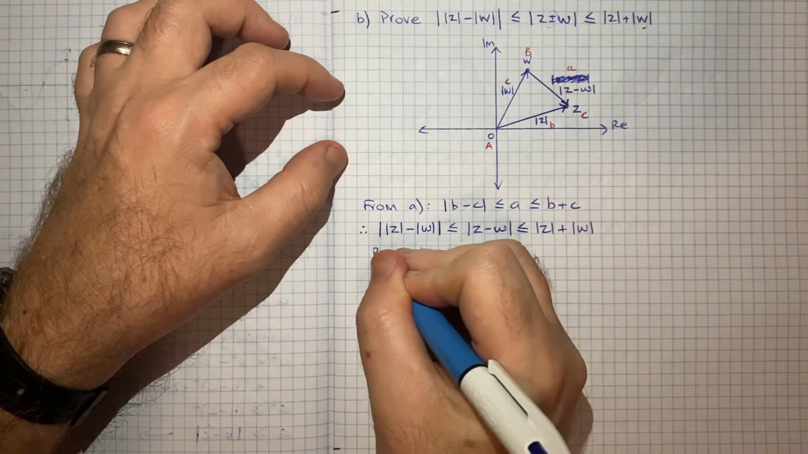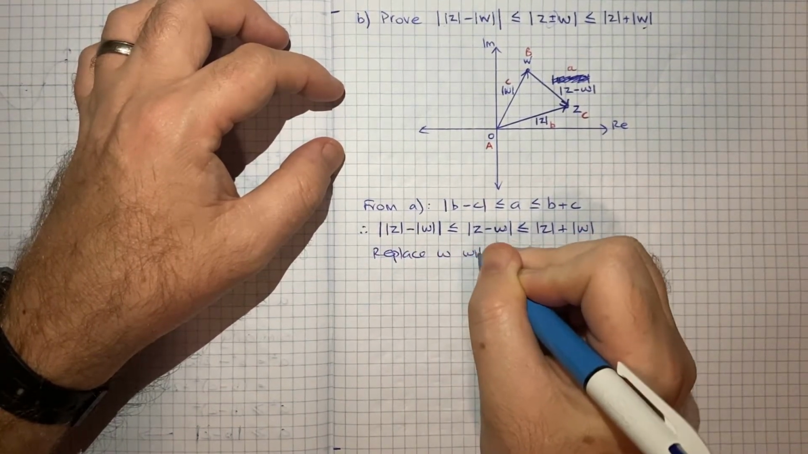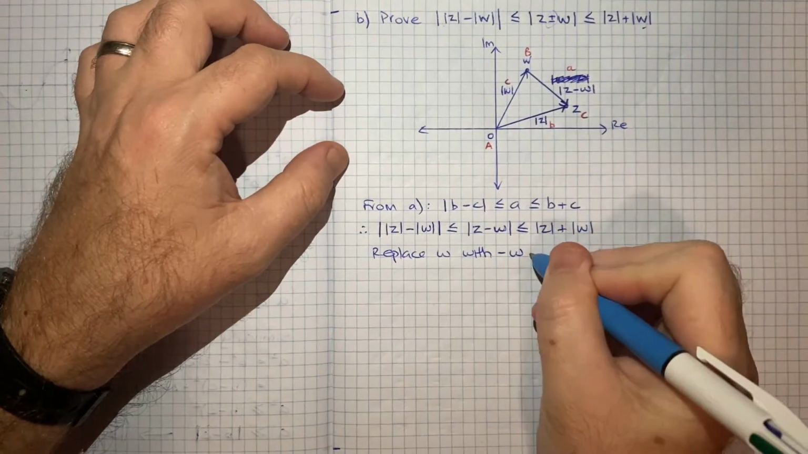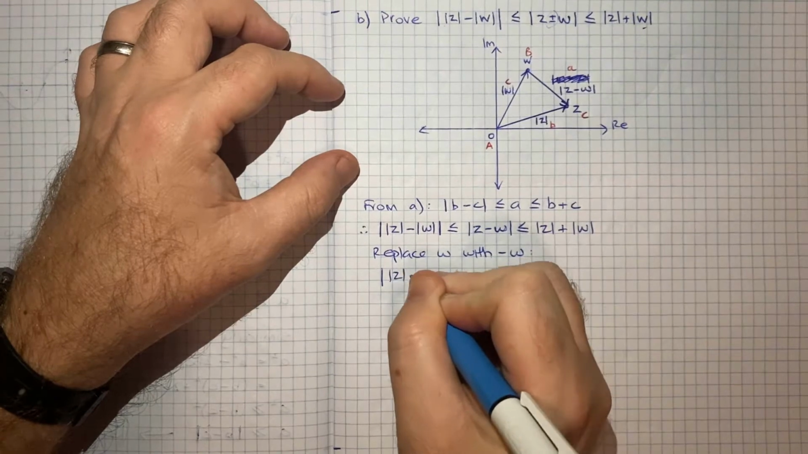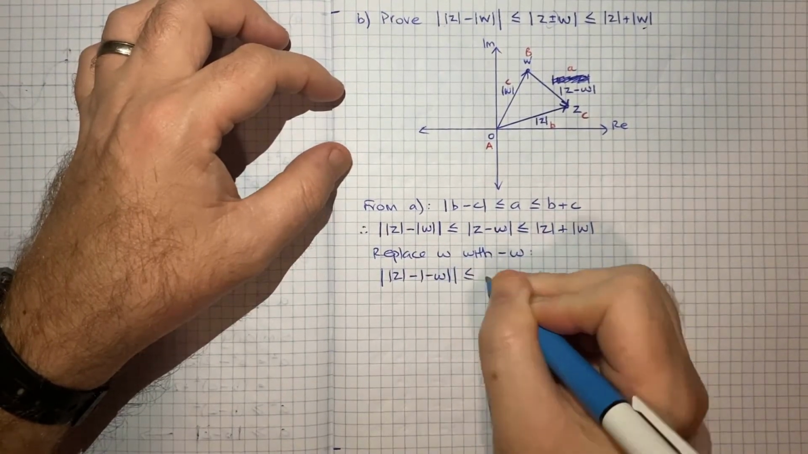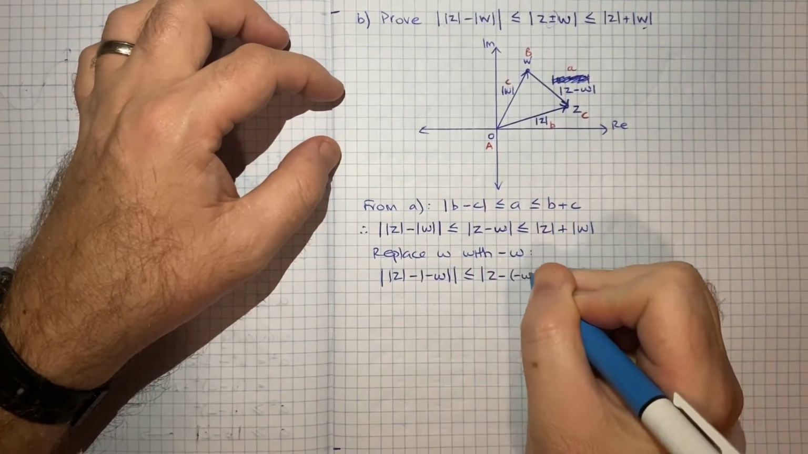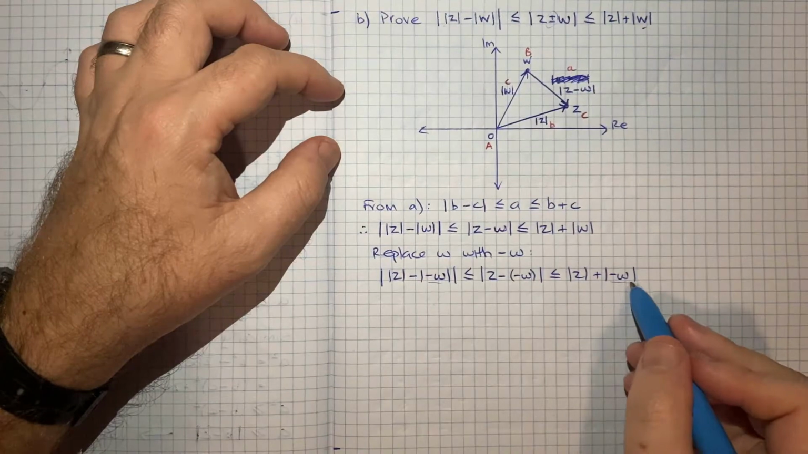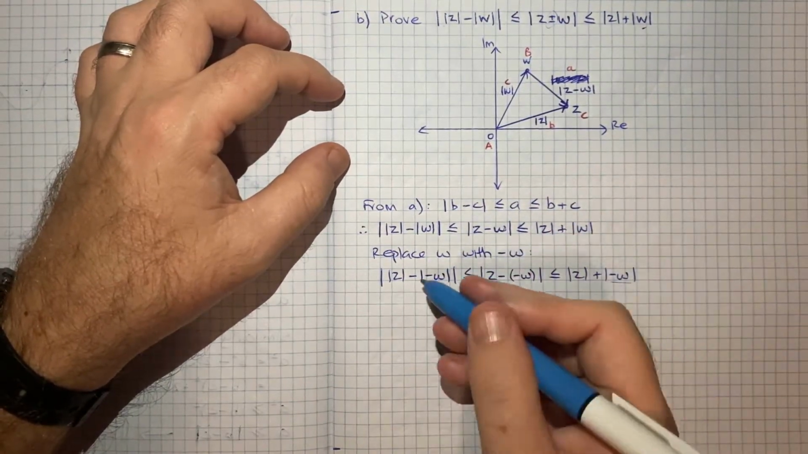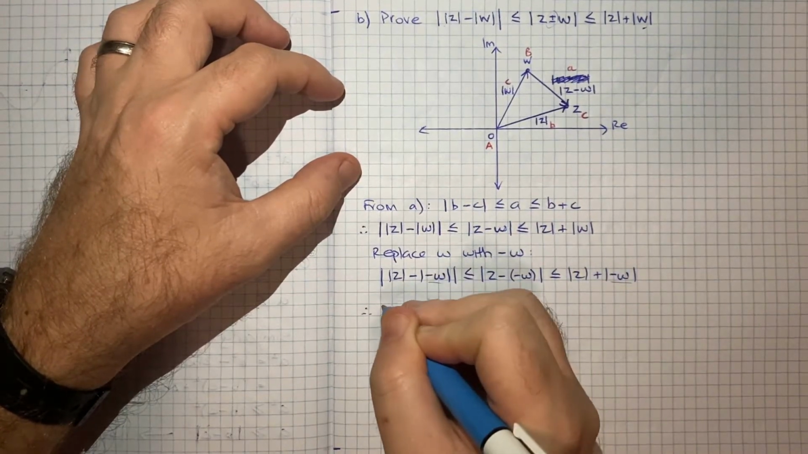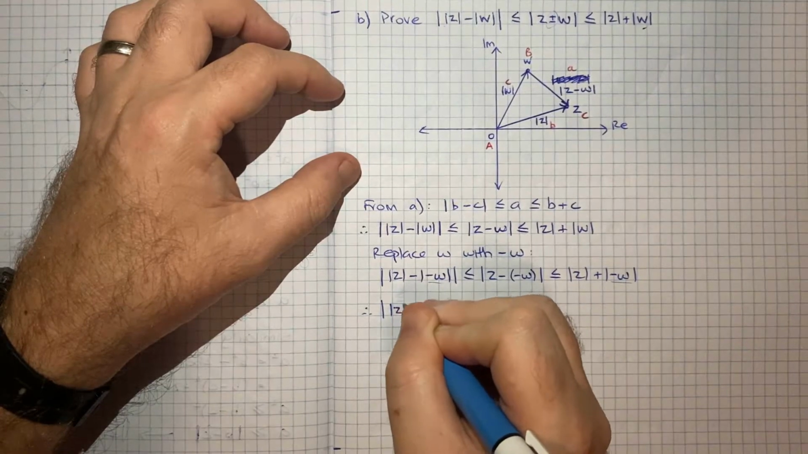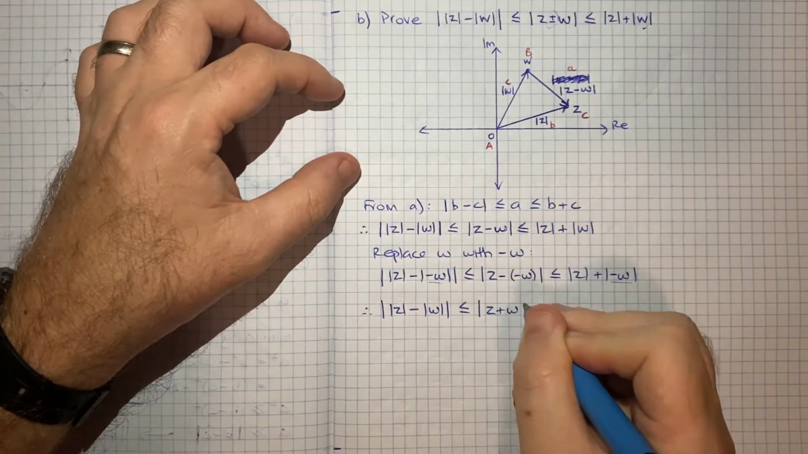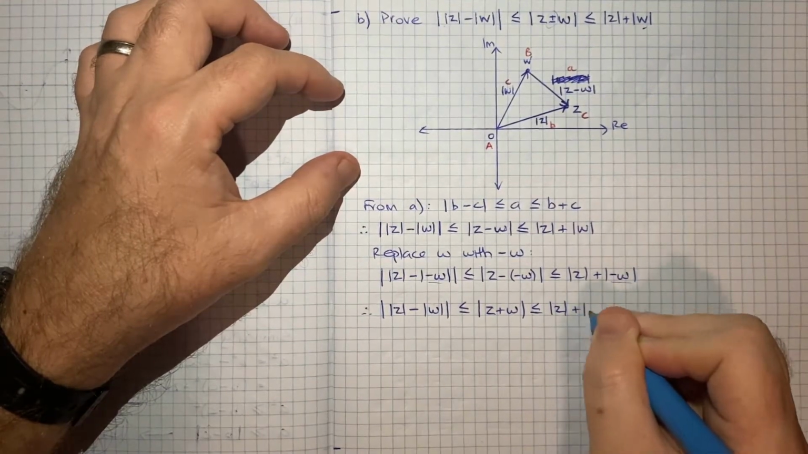So if we replace w with negative w, so we think of essentially the same magnitude, just opposite direction, then what we'd get is the magnitude of mod z minus mod negative w, less than or equal to mod z minus negative w, less than or equal to mod z plus mod negative w. And these ones in here, because of the modulus, just go back to being w, because it's the same magnitude. So therefore the magnitude of mod z minus mod w is less than or equal to mod z plus w, less than or equal to mod z plus mod w.